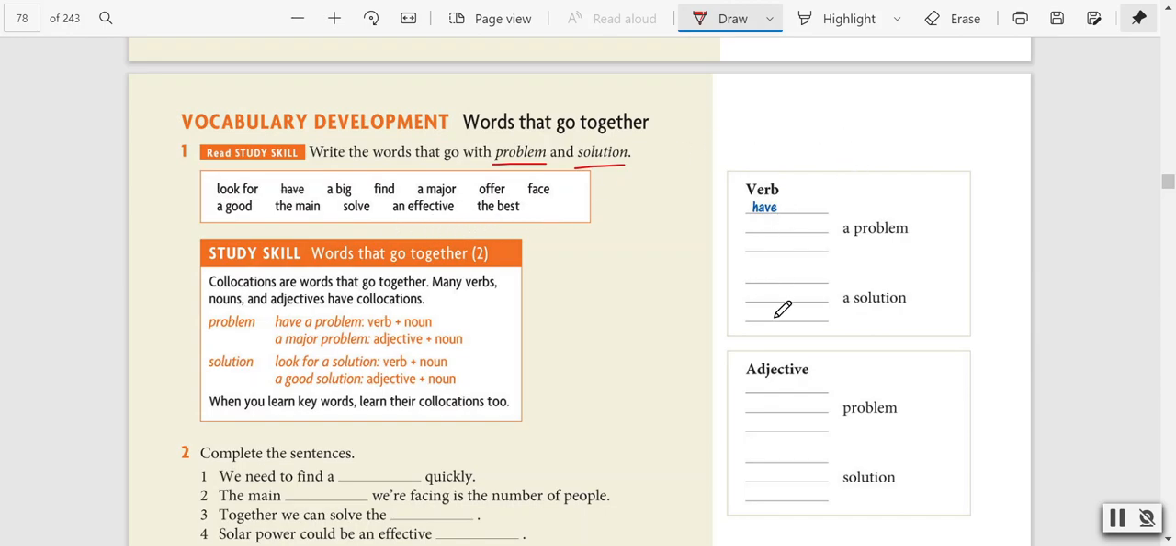In here, we have verb section, verb side, and adjective side. We have some verbs that we can use with problem, and we have some words that we can use with solution.